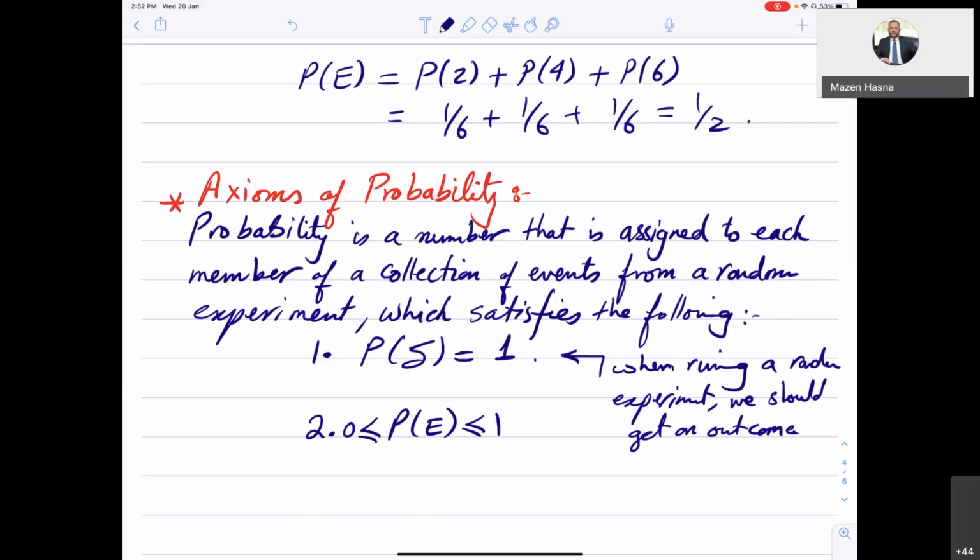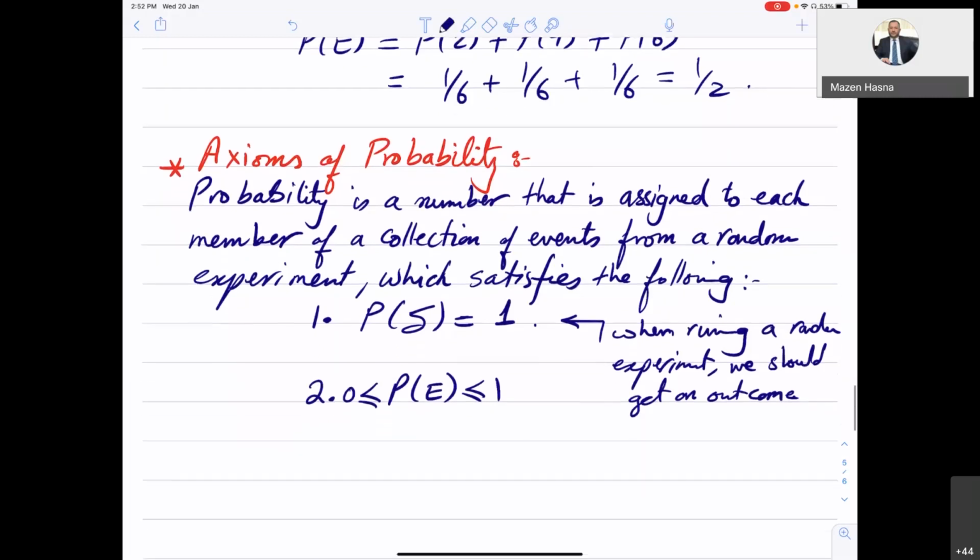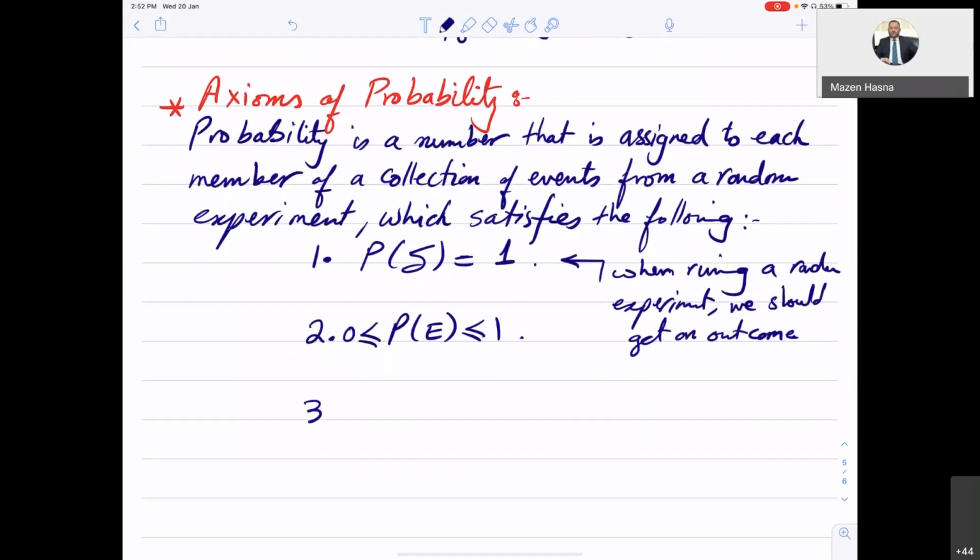If you leave it, and you find a probability of 2.5 or 3 or 10, it reflects to me that you do not understand the axioms of probability. Or if you get a negative probability, it's even worse. Negative probability does not have any meaning. So the probability of any outcome or any event should be between 0 and 1. So be careful.